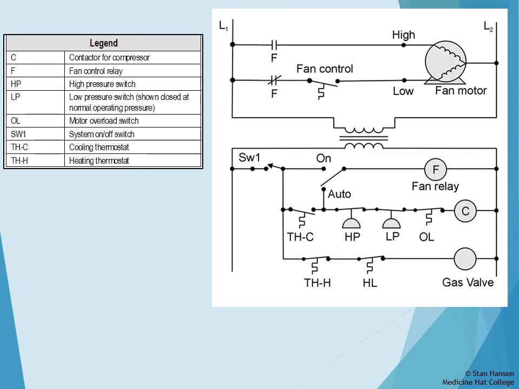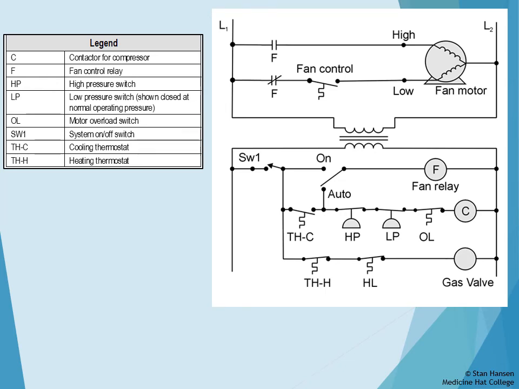We might also need to check the transformer to make sure that the VA rating is good enough for the extra load of running the controls for the air conditioner. We require line voltage wiring for the compressor unit, and we need low voltage wiring from the furnace to the power relay inside the compressor unit as well.